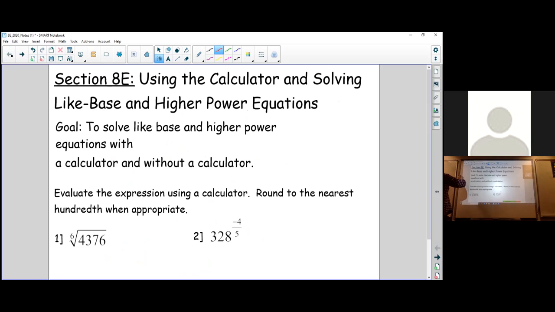Maybe section. There we go. So we're going to use the calculator in solving base and higher power equations. The goal is to solve higher base and higher power equations with a calculator and without a calculator.